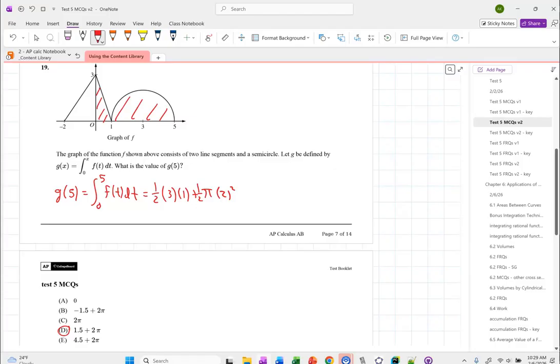Look at you guys. Again, if all you're given is a graph and you're asked to compute an integral from it, you've got to be using geometry. There's no other way to do it. Right?